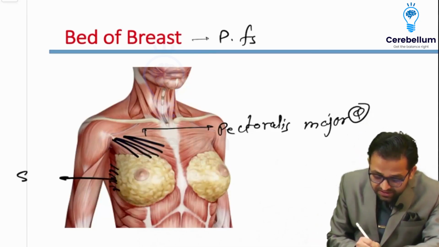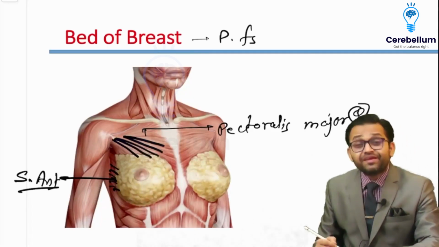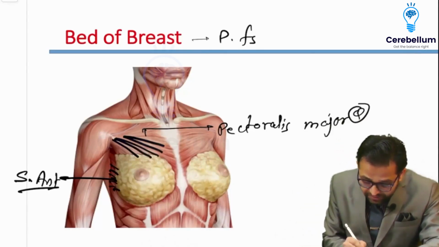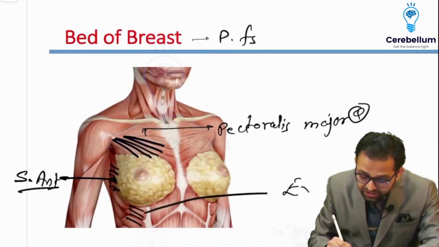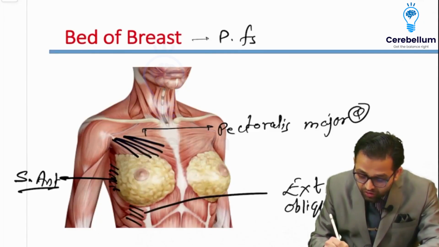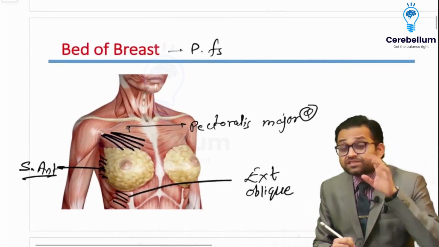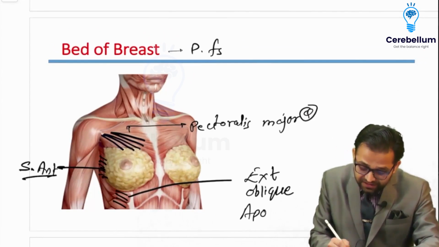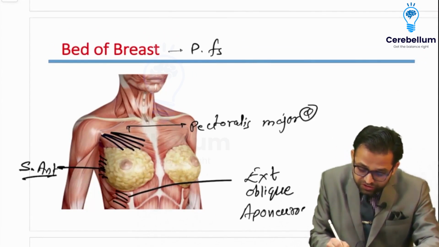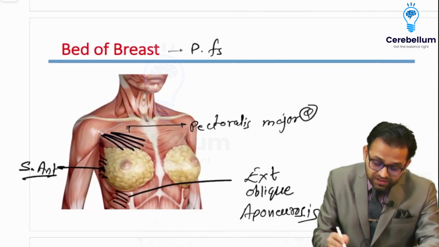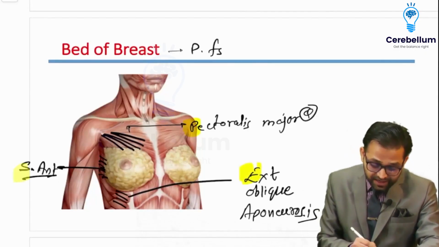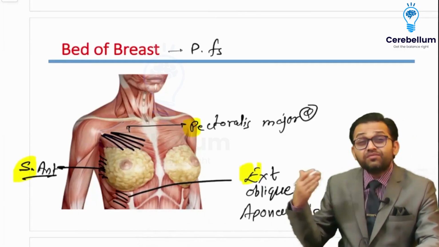Now on the lateral side, can you see there is the boxer's muscle? This is our serratus anterior muscle. And one muscle which is running downward, forward and medially in the abdomen, here is the external oblique muscle, which is presenting as a flat tendon. Flat tendon means aponeurosis, so you will say external oblique aponeurosis. So remember the three muscles: the pectoralis major, the external oblique aponeurosis, and serratus anterior. These make the bed of the breast.